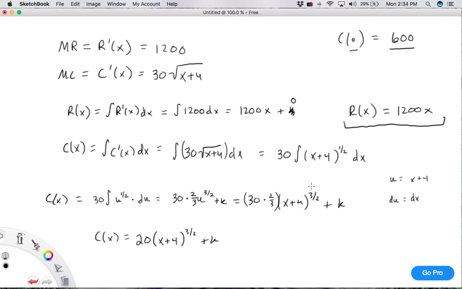And then we're going to go back to our initial value up here in the top right, that if we produce 0 units, the cost is still going to be $600. So we're going to plug in 0 for x, and set y to 600, or cost to 600. So 0 plus 4 is 4. 4 to the 3/2 is 8. You can plug that into a calculator, but square root of 4 is 2, and then 2 to the 3rd is 8.